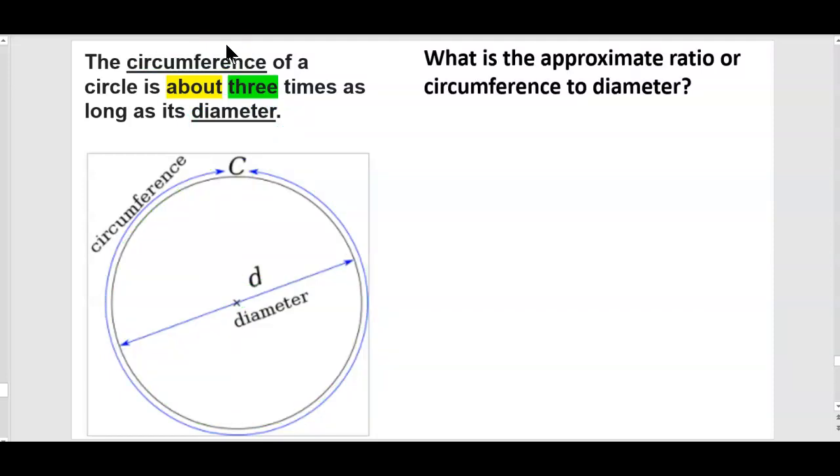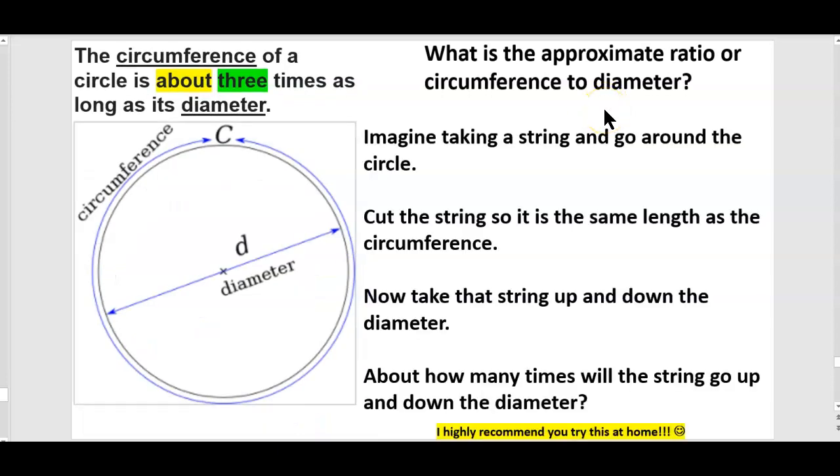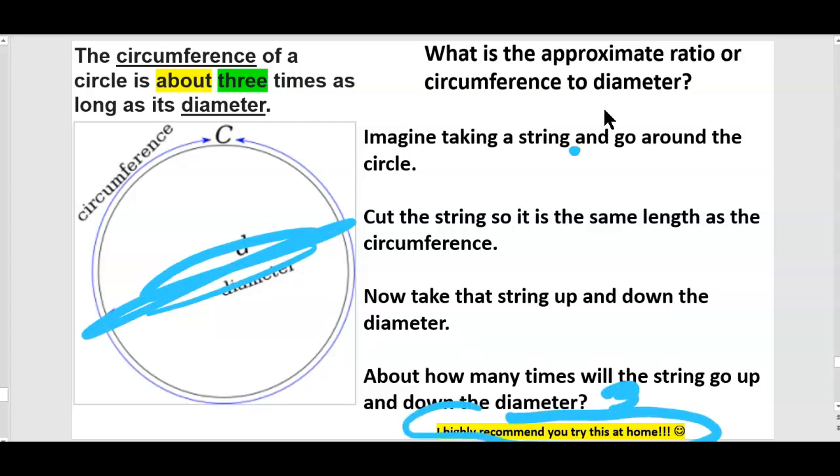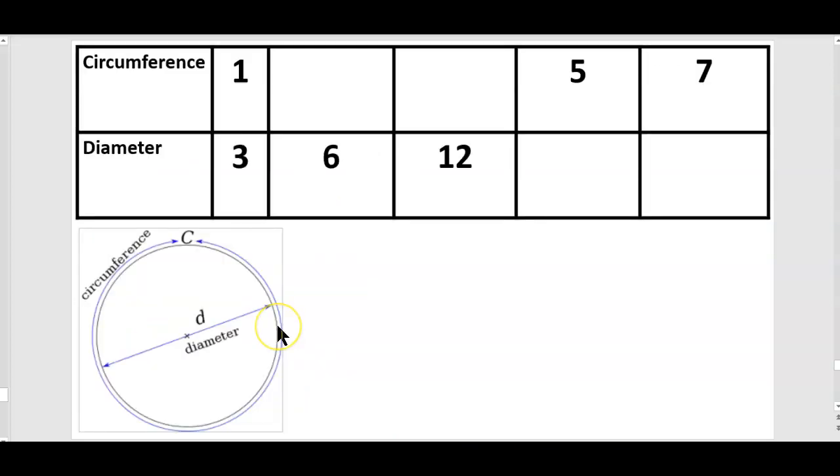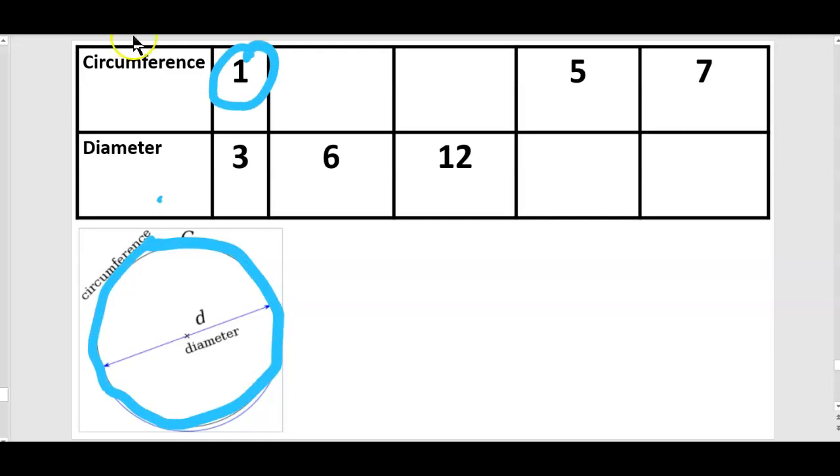So this is the approximate ratio of circumference to diameter that we're talking about. That's what pi is, right? So again, imagine the string going around the circle, cut the string out, take the string up and down the line, and about how many times will it go? 3. I highly recommend that you do this at home. You must. It's critical. Okay, so if the circumference, we have a 1 to 3 ratio. So for every circumference we have, we have to have 3 of these diameters. 1, 2, 3. That's how it is.